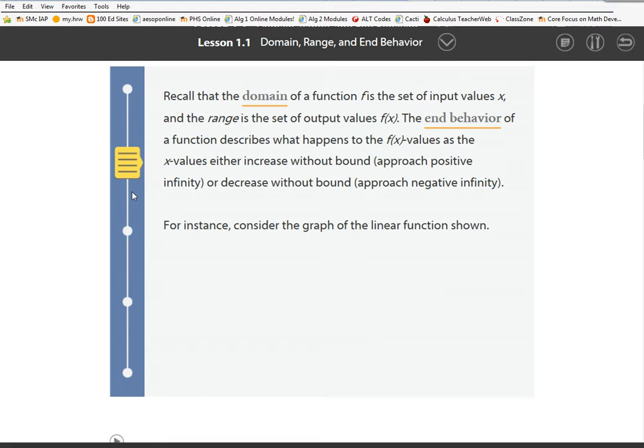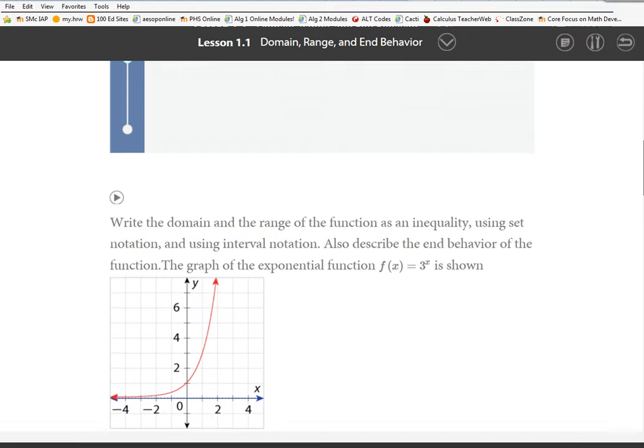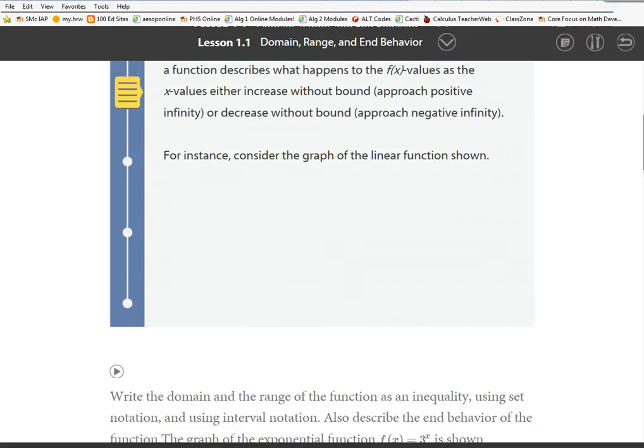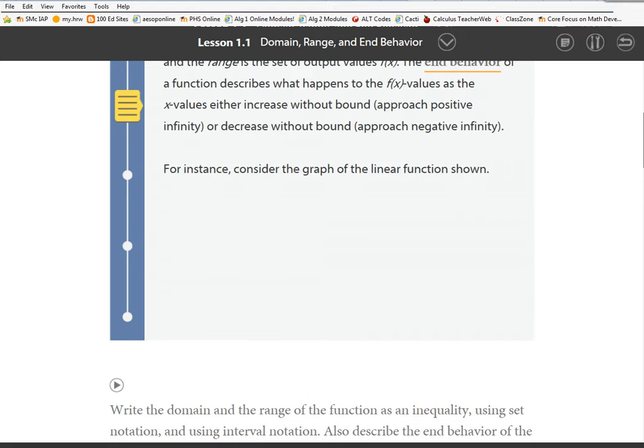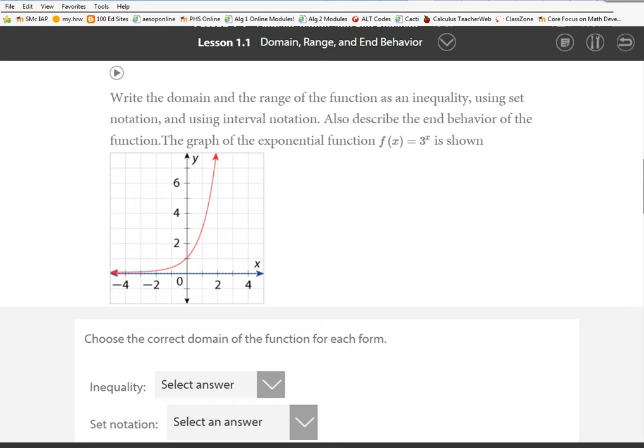So consider the graph of this function below. Let's look at, oh, that's not linear. Well, I think we can't see this graph. That's a little weird. Okay, that's not going to work. Let's just skip down here. Let's look at this one instead. We've got this function, kind of a weird function. F of x is an exponential function. F of x equals 3 to the x. So that's shown right here.